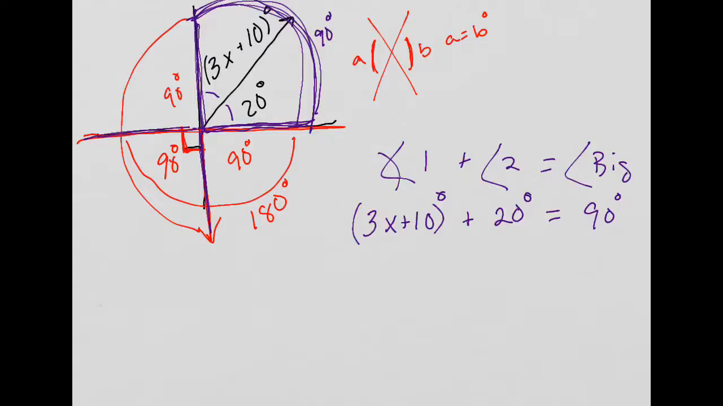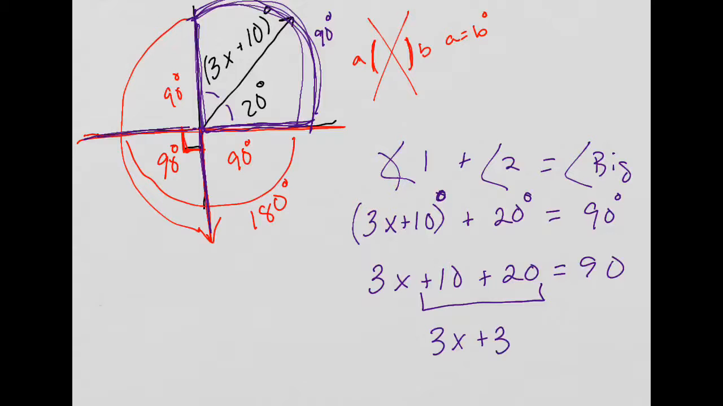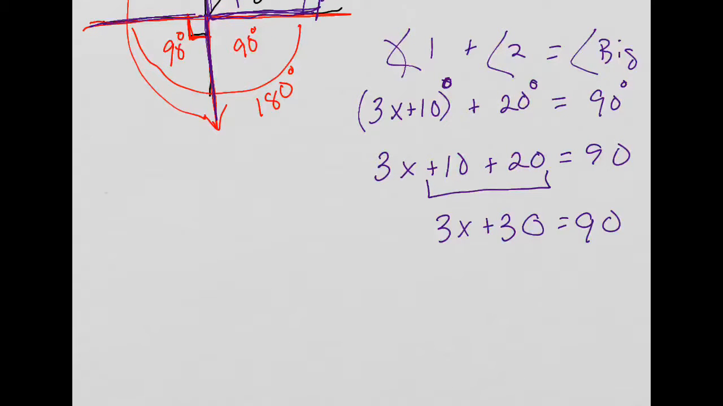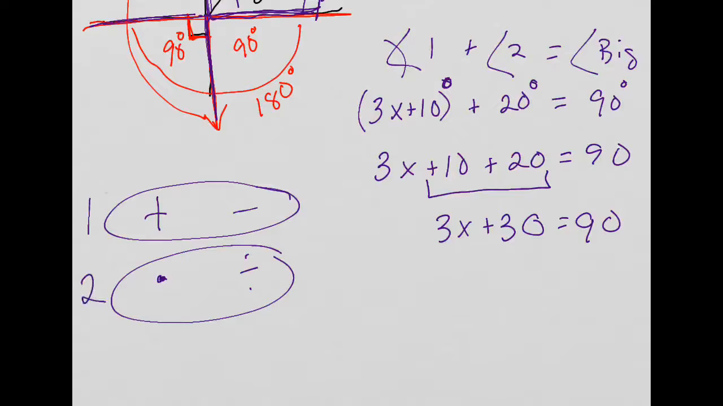The parentheses are just to keep that degree symbol on everything, but in algebra we really don't need that degree symbol, so I'm just going to drop it and deal with numbers. Then I know that I need to combine like terms, so I get 3x plus 30 equal to 90. Then I'm going to use inverse operations to solve for x. The inverse operation of addition is subtraction, or vice versa, and of multiplication is division. You typically want to do inverse operations of addition and subtraction first, and then multiplication and division second.